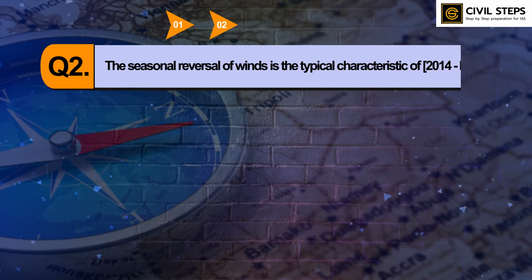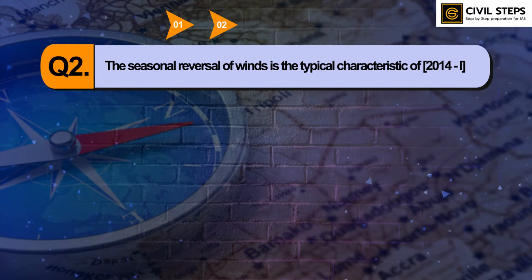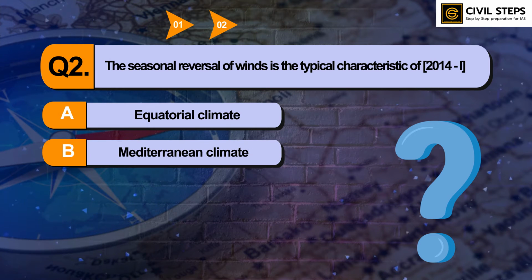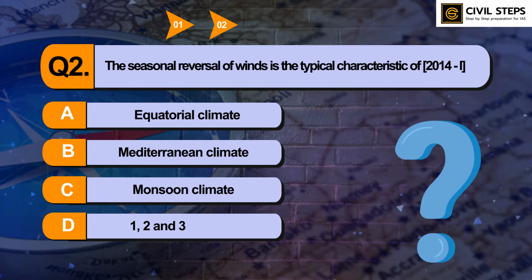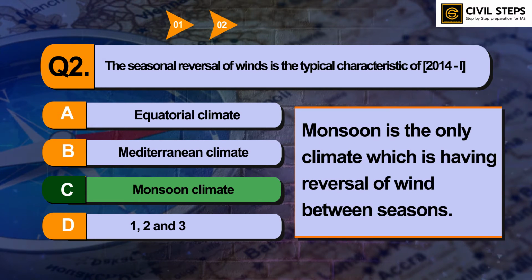The seasonal reversal of winds is the typical characteristic of option A, equatorial climate, B, Mediterranean climate, C, monsoon climate, D, all of the above climates. You can pause this video and write your answer in the comment section below. The answer of this question is option number C, monsoon climate. Monsoon is the only climate which has reversal of wind between seasons.